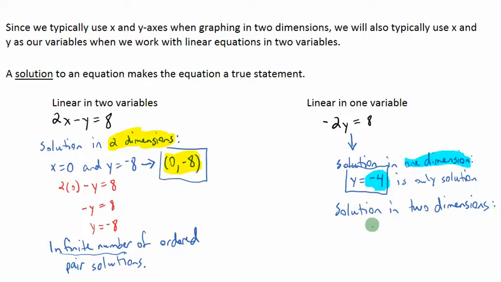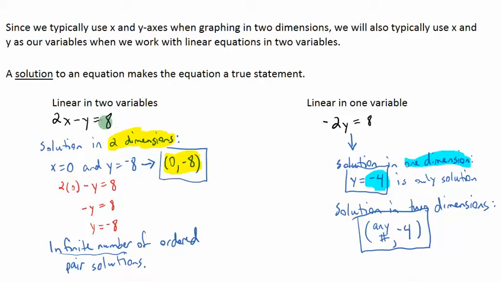All that matters is that a two-dimensional solution would be an ordered pair, two numbers. Y has to be -4, and x can be any number. So you can see there's an infinite number of solutions to this equation in two dimensions, all right?